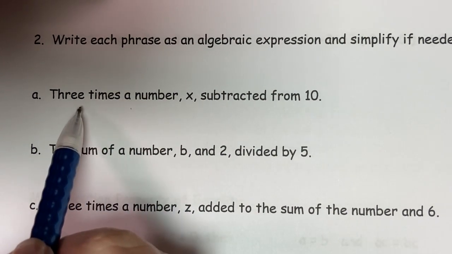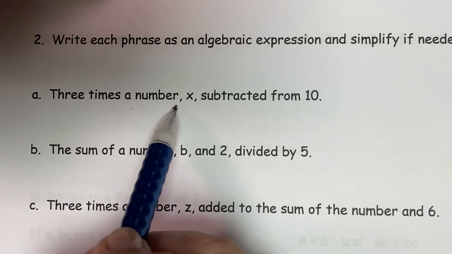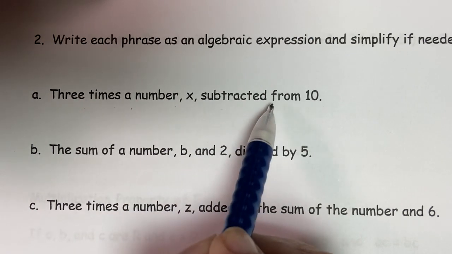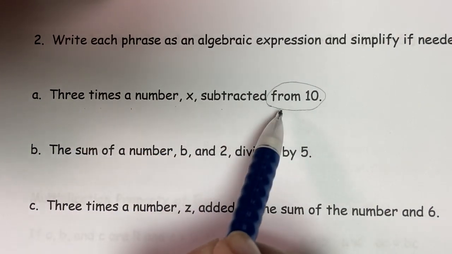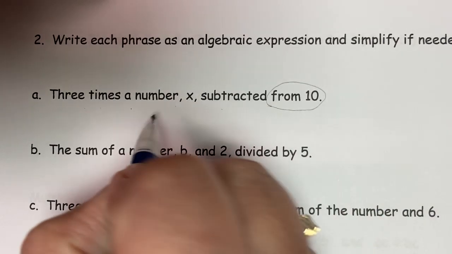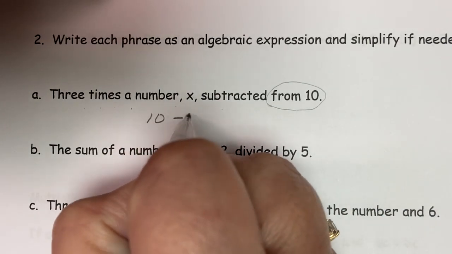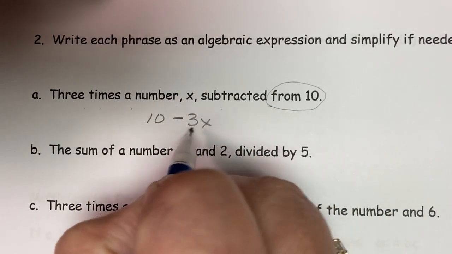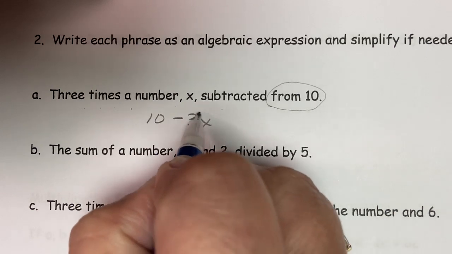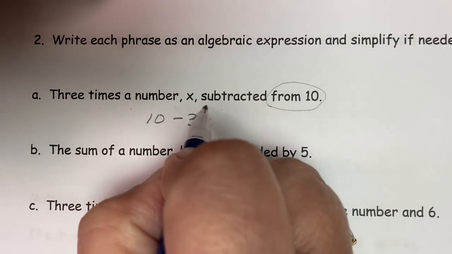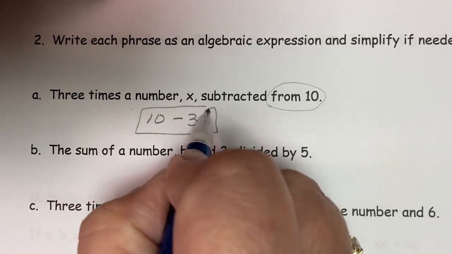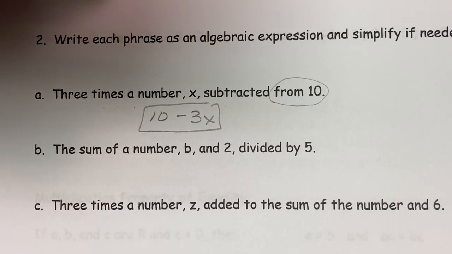So this one says that we have 3 times a number x subtracted from 10. So we have this 3x and it's being subtracted from 10. That is going to be 10 minus 3x, not 3x minus 10. The 3x is being taken away from the 10. So that's what that algebraic expression would look like.